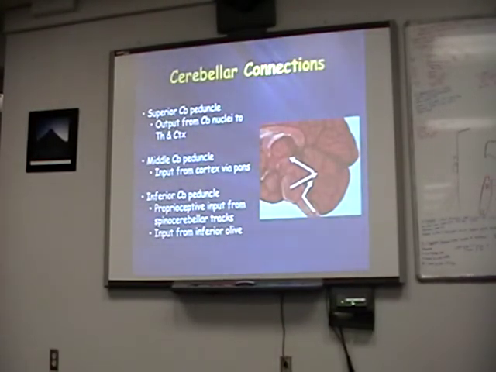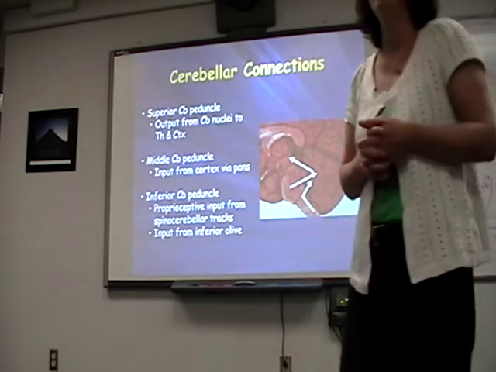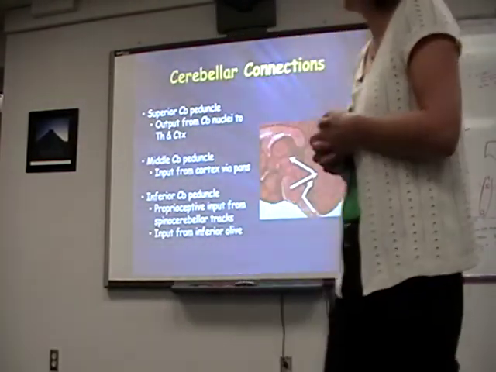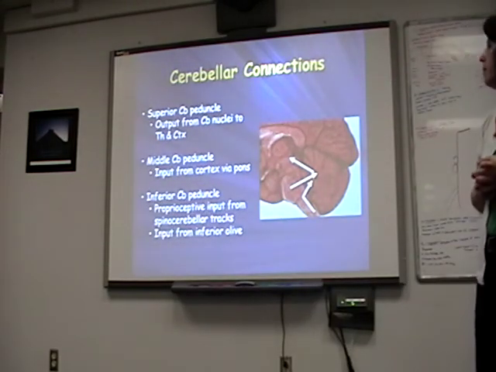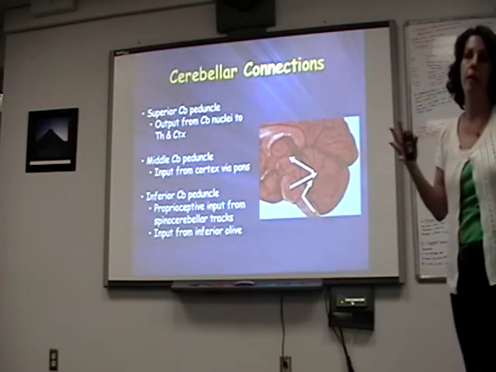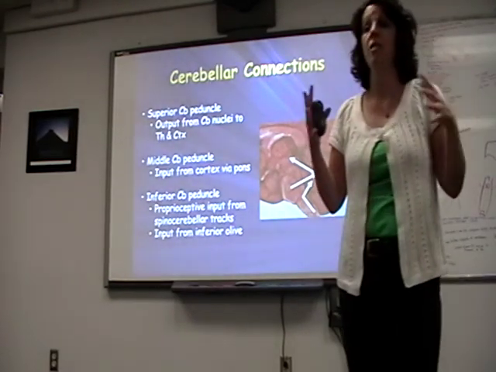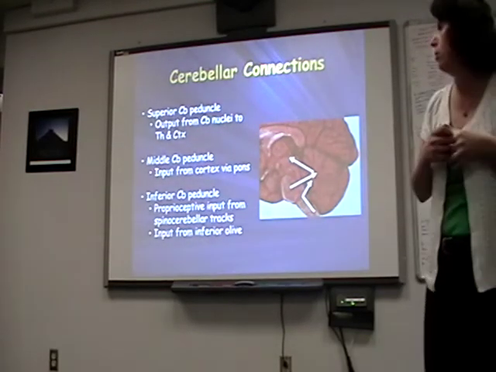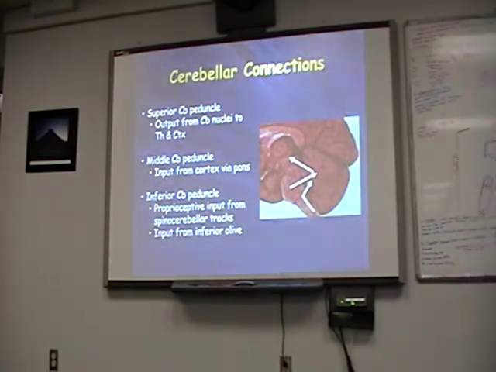The superior are going to obviously be connected with the cerebrum. So we're going to connect the thalamus and cortex with the cerebellum through the superior. Then the middle is going to be that huge connection between the pons and the cerebellum. So this is where a lot of our vestibular information is going to go through the middle cerebellar peduncle. And then the inferior is going to be connecting with the inferior olive and the spinal cord.